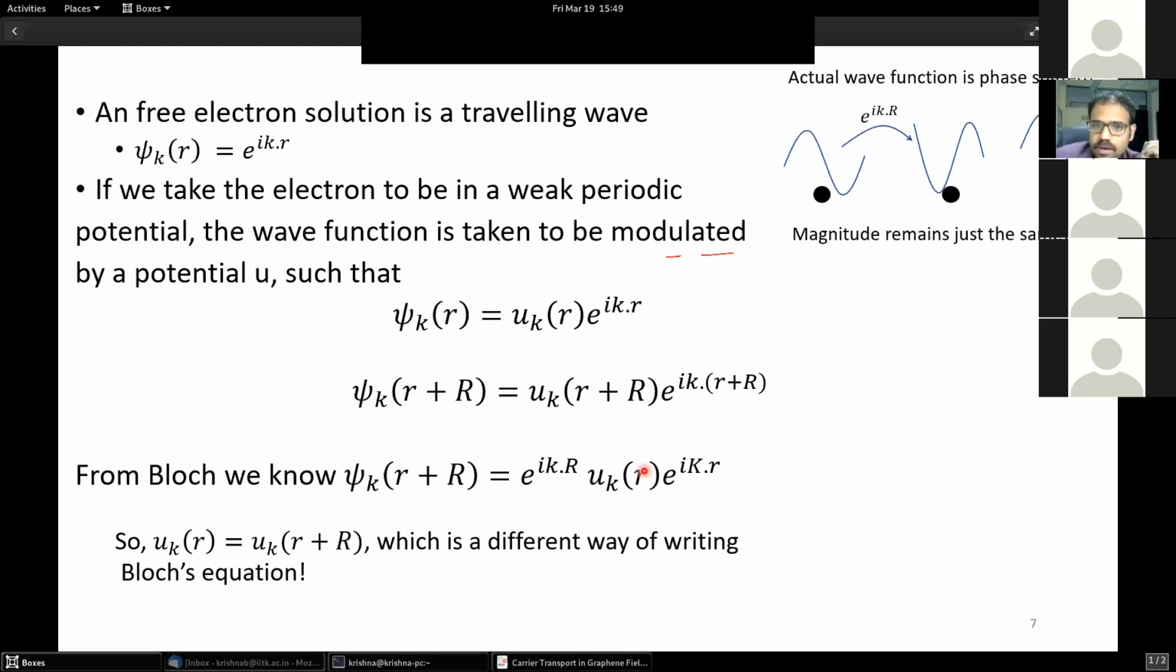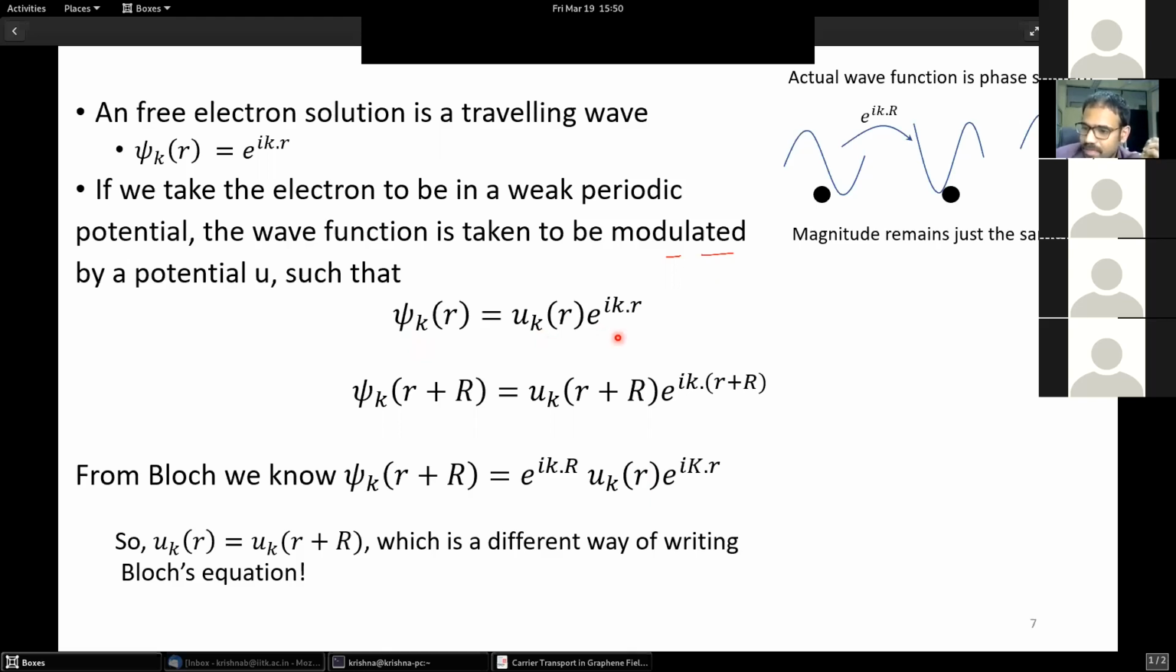So a free electron can be expressed in this particular fashion. e^{ikr} is a traveling wave. And if we have an electron in a periodic potential, we have a solution which is called the Bloch solution. You have a derivation for this, but we don't have to go there because it is commonly known. The most common solution is of this form, which is psi_k(r) = u_k(r) e^{ik·r}.